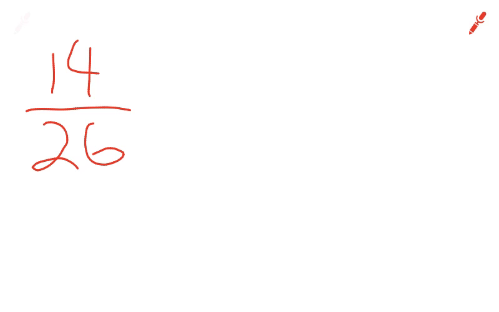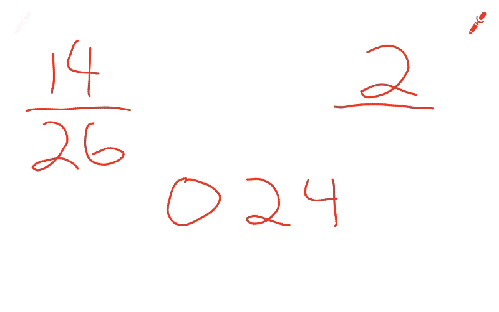(14) and 26, what are they both divisible by? What goes into both 14 and 26? It's going to be 2. And we know that because the divisibility rule for the number 2 is it's got to end in a 0, 2, 4, 6, or 8. And both of these end in a 6 and a 4. Both of these end in a 0, 2, 4, 6, or 8. So we know it's divisible by 2.